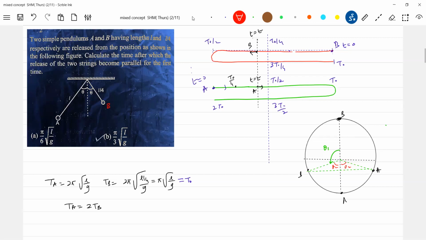By symmetry, this total angle will be theta 1. So this will be 90 minus theta 1, 90 minus theta 2. Let it be. Call this theta 1. So call this theta. What is the relation now? Theta will be 90 minus theta 2.